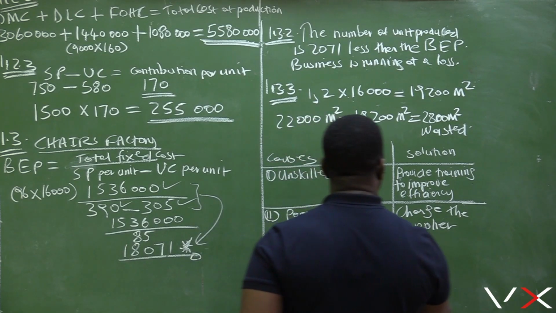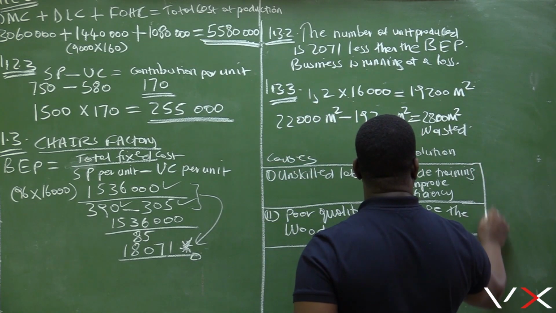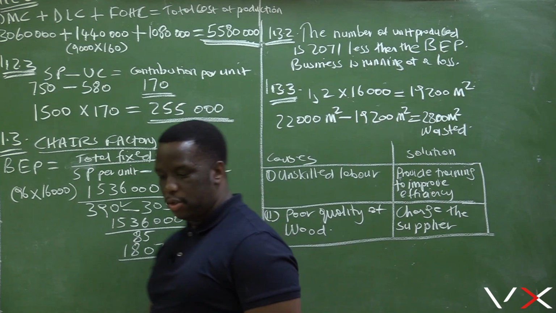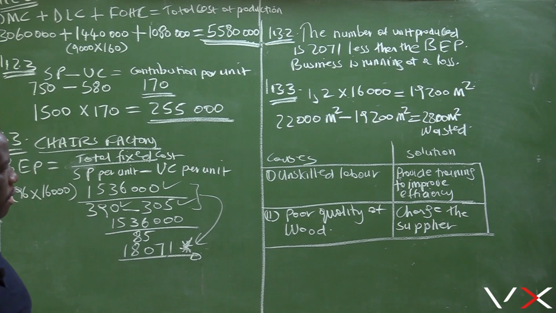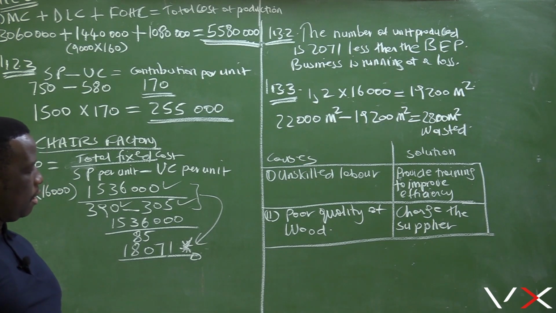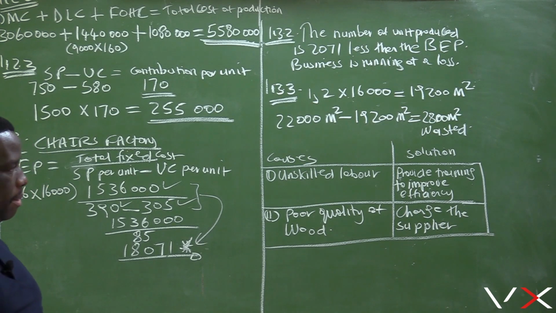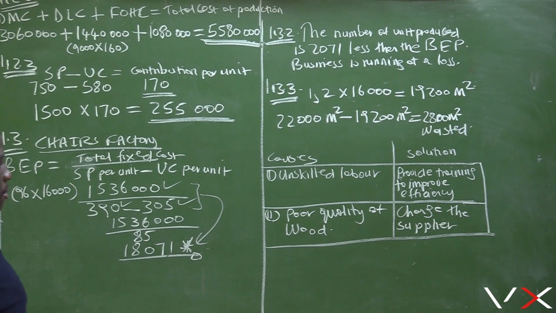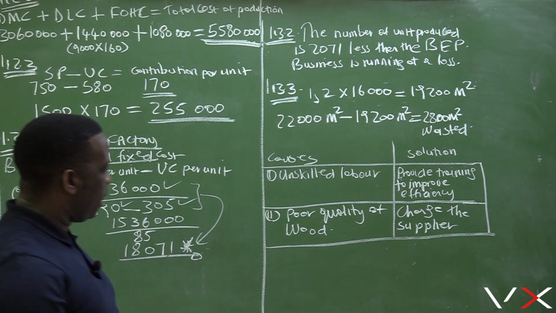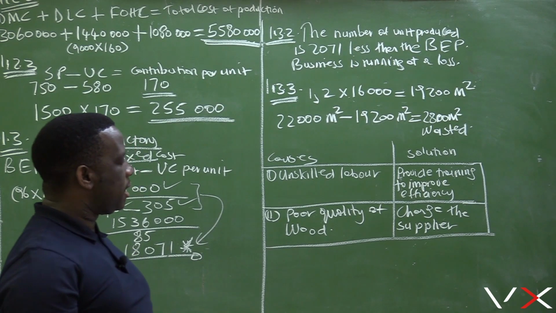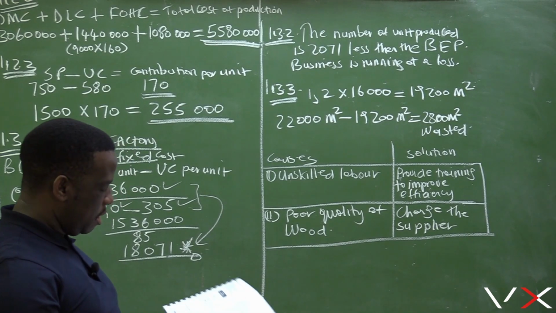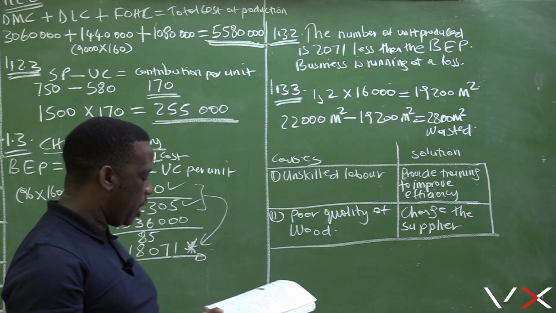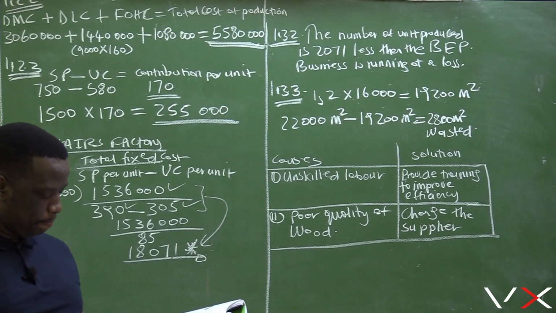Because here we are just looking at the possible causes and the solution for this wastage of 2,800 square meters of wood. The first one we are thinking of is the unskilled labor, and the solution might be to provide training, send them for training so that they may improve their skills and improve efficiency. Poor quality of wood, the solution to that might be to change the supplier.